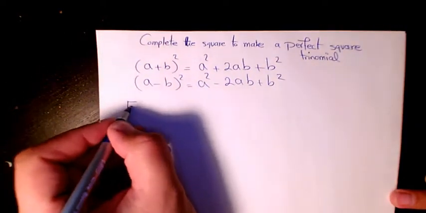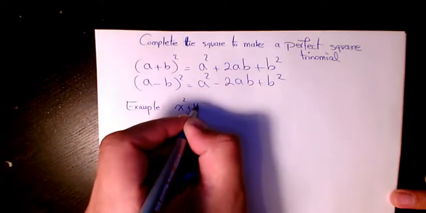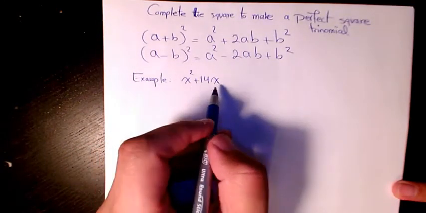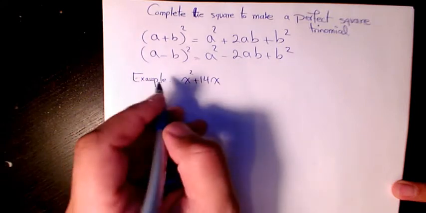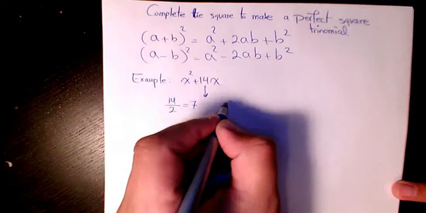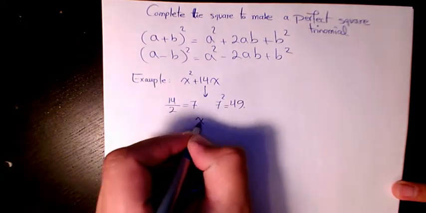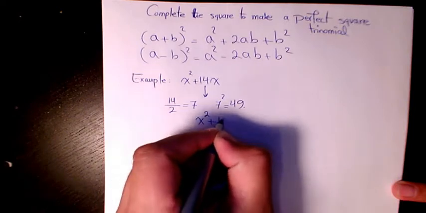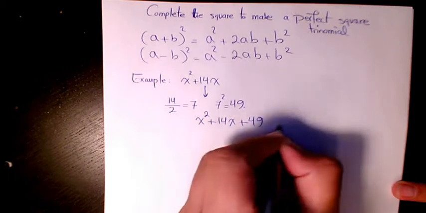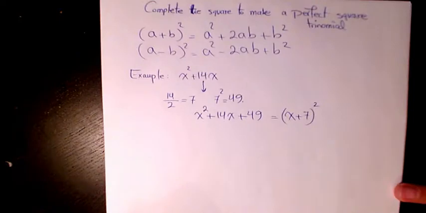So in the first example I have x squared plus 14x, and I want to complete the square. First of all, we have 14. If you divide it by 2, it will be 7. 7 to the power of 2 will be 49. So we must have x squared plus 14x plus 49, which becomes (x plus 7) to the power of 2.